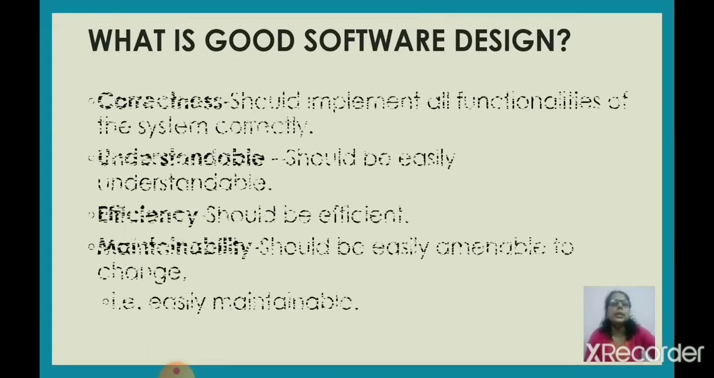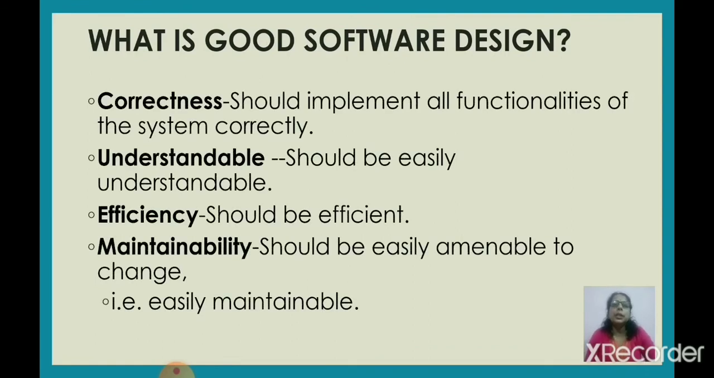So let's discuss what is a good design, meaning what are the characteristics of good software design. Good software design consists of these four characteristics: correctness, understandability, efficiency and maintainability. Correctness means it should implement all functionality of the system correctly. That means the design includes all functionality of the system, and all functionalities are correctly implemented in the design document.